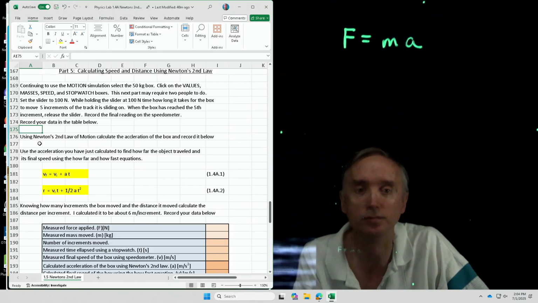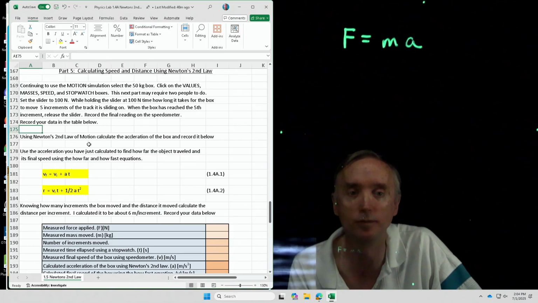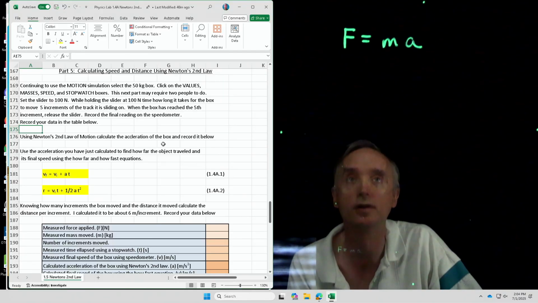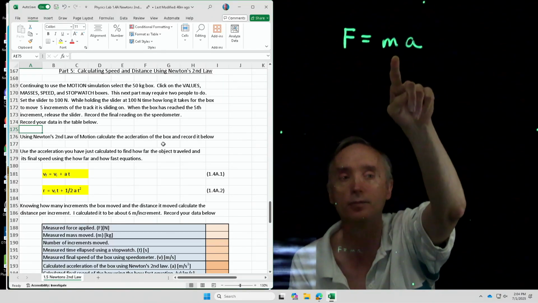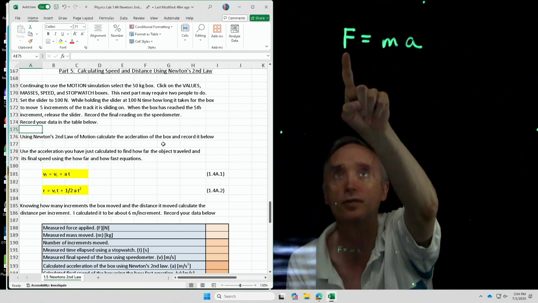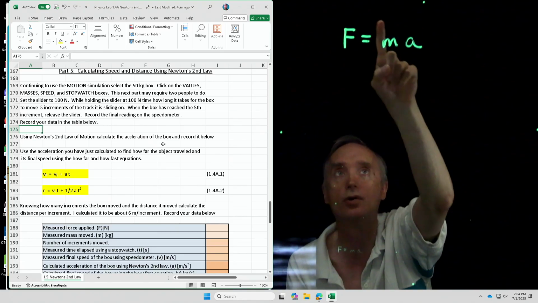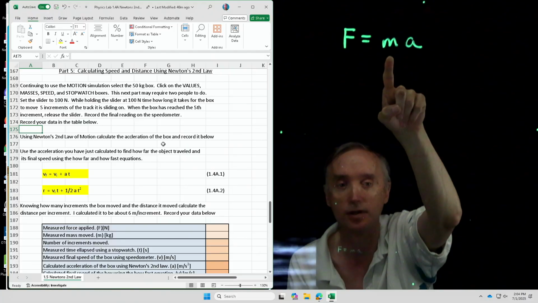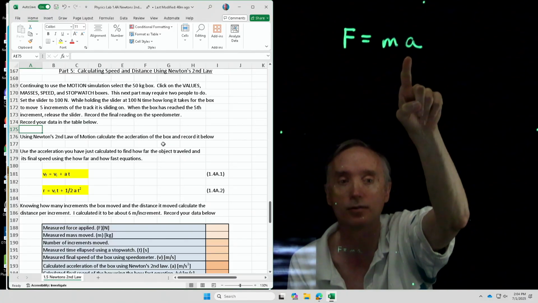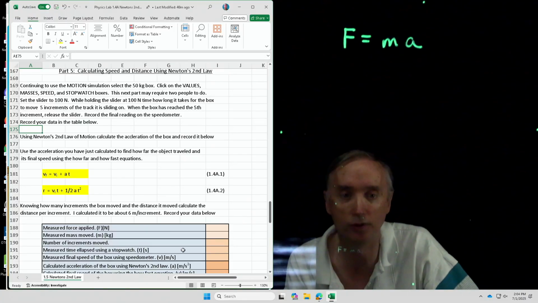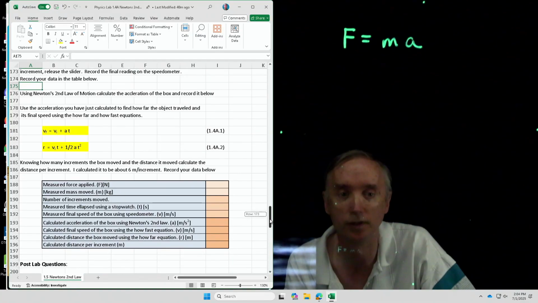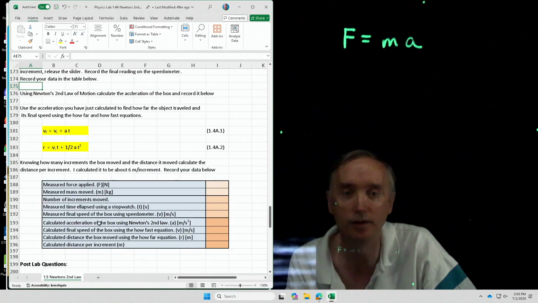Okay, now using Newton's second law of motion, calculate the acceleration of the box. So here is Newton's second law up here. You know what the force is. You know what the mass is. So calculate the acceleration, and you're going to put that into this box here. So calculated acceleration of the box using Newton's second law. So put that in here.